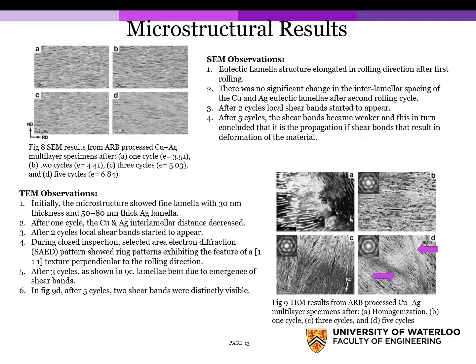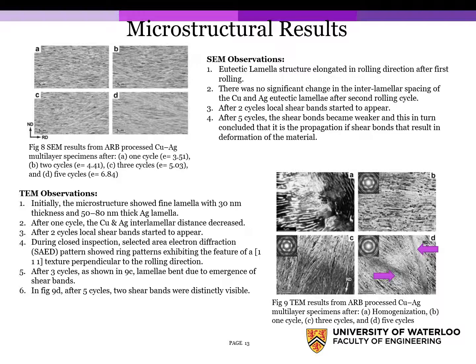Furthermore, from TEM observations, we have the following. Initially, the microstructure showed fine lamella with 30 nanometer thickness and 50 to 80 nanometer thick Ag lamella. After one cycle, the copper and Ag interlamellar distance decreased. After 2 cycles, local shear bands started to appear.